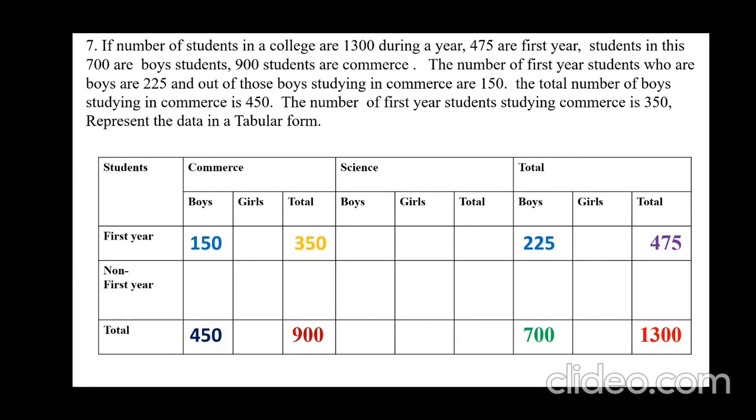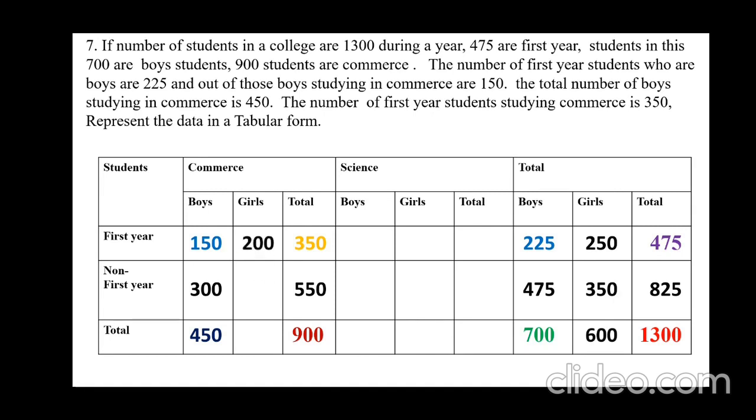So you can find out one by one. Commerce you take, find out the values. In a similar way you can find out other values also. Look at that. 900 minus 350. 450 minus 150. Then girls you can find out. Here boys 700 minus 225. And then 1300 minus 475. Then here the total we can finish. 475 minus 225. 825 minus 475. 1300 minus 700.